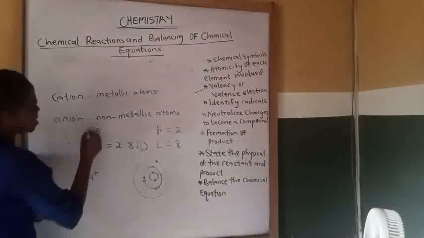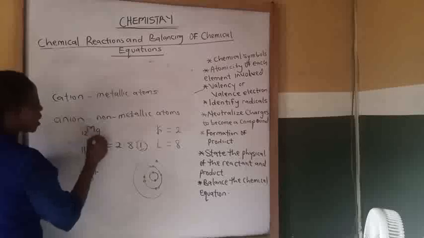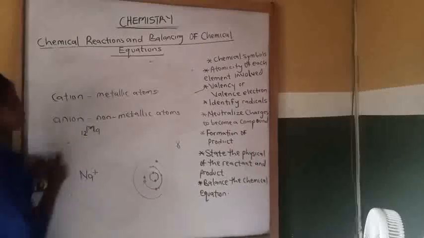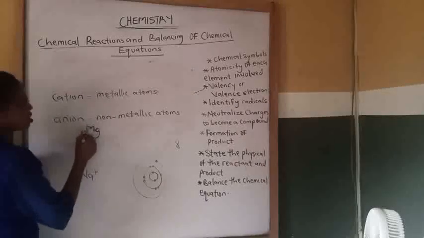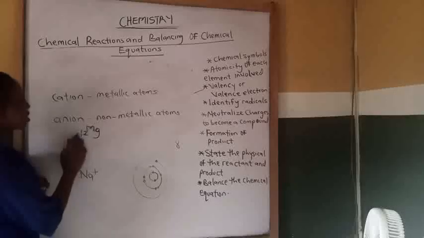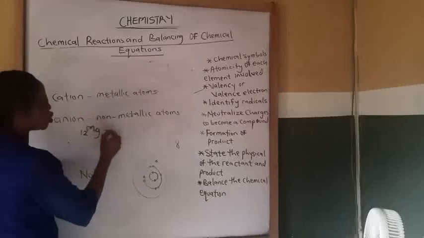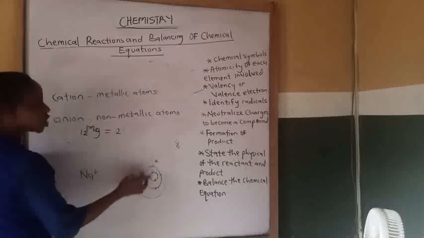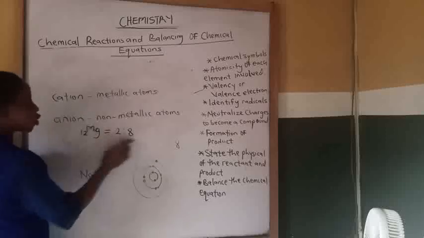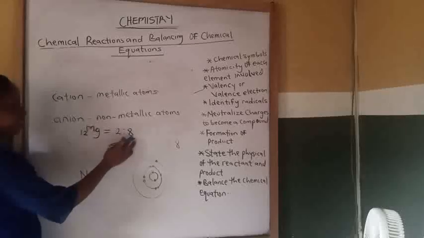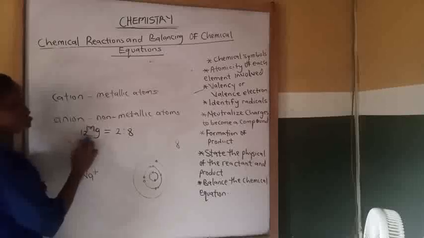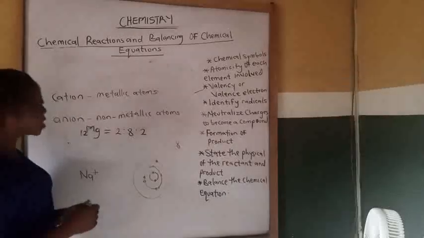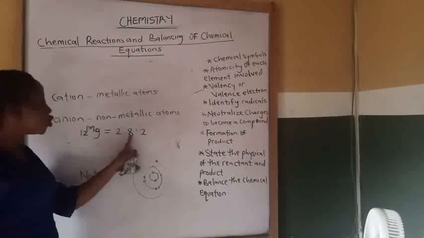Let's take another element. Magnesium is number 12. If I want to share the 12 electrons on the electronic shells, the first shell will carry 2, then the second shell will carry 8. So out of 12, 2 plus 8 is 10, so the remainder is 2. The last shell will now carry 2. So the electronic configuration of magnesium in ratio form will be 2, 8, 2.